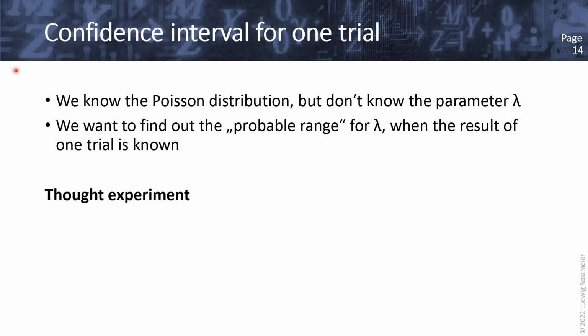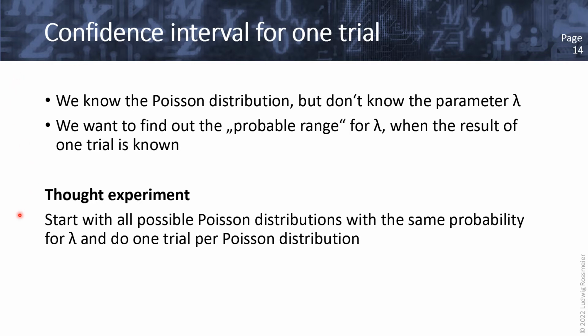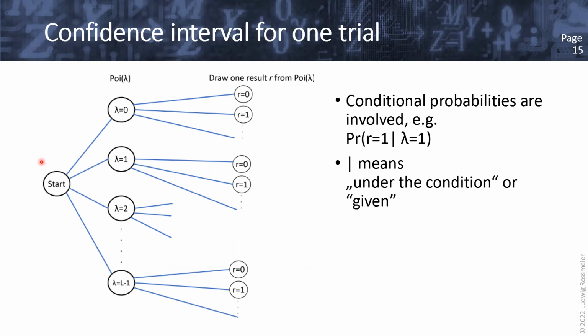So let's make a thought experiment. We start with all possible Poisson distributions with the same probability for lambda and do one trial per Poisson distribution. In graphical terms, this looks like shown here. First we start, of course, and then we assume different Poisson distributions with the parameter lambda set to different values. So we start with lambda equals 0, lambda equals 1, and so on.